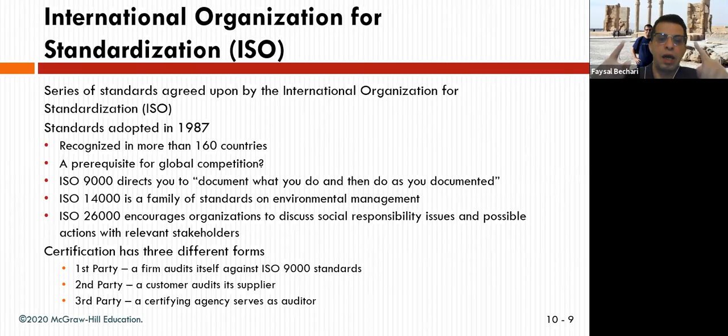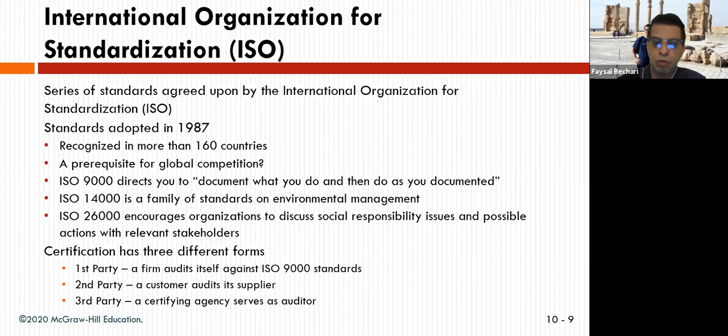You would go and see them hanging a certificate, ISO 9000 or 14000. Now, it's a prerequisite for global competition. Most of the governments also would look at the companies that have already been certified as ISOs. Now, ISO 9000 directs you to document what you do, and then do as you document. So when you write the documentation of what you do with the details on it, then are you doing this according to the documentation?